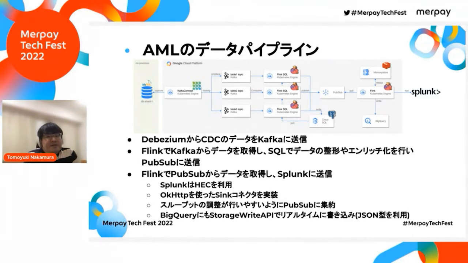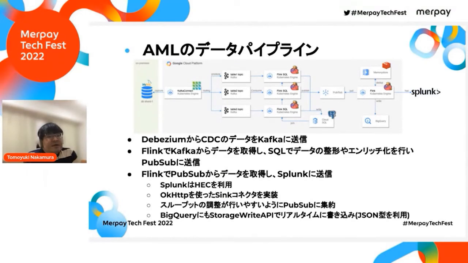Although the data is consolidated in PubSub once, it is configured this way for ease of throughput adjustment, and because the data is delivered to BigQuery in addition to Splunk, making it easy to distribute the data to multiple destinations. Flink does not have a BigQuery connector implementation either, so we have implemented our own connector that can write in real time.